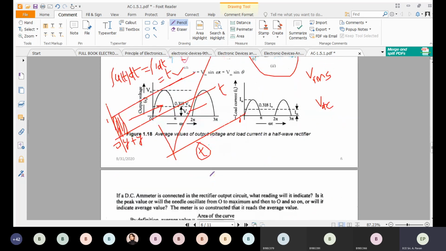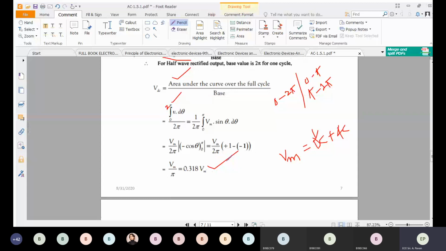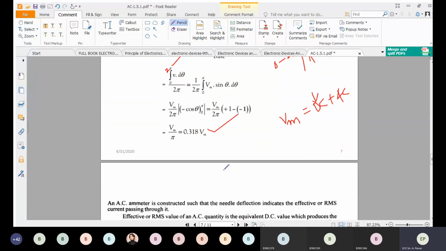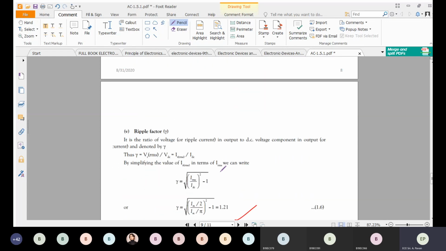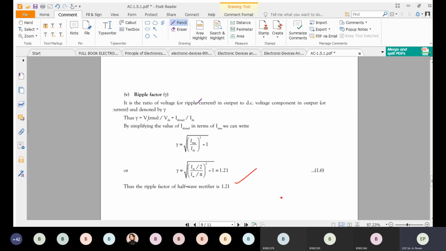So based upon this, we have this much DC content, 0.318 Im, and this much AC content, 0.7 Im. Now similarly, if you would like to calculate the ripple factor for the half wave rectifier, it is nothing but 1.21. I will come back to the ripple factor a little time later. If you have any doubts, you can ask me now.